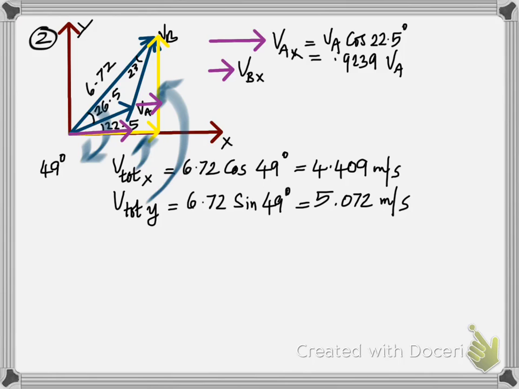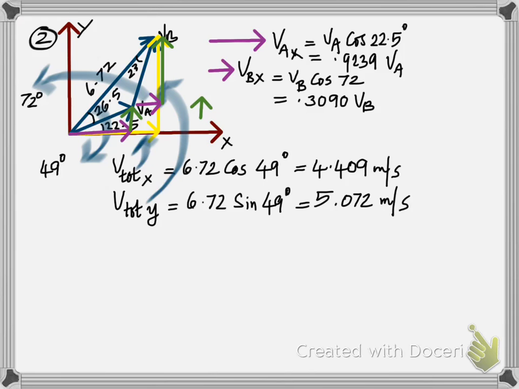Similarly, VBX would be VB cos, excuse me, VB cos of that angle, because that's the angle made with the x-axis, and that angle is 72 degrees. You know that from the small triangle there. Okay, so take the cosine 72, which is 0.3090. So you got that. Similarly, that is VAY and VBY.